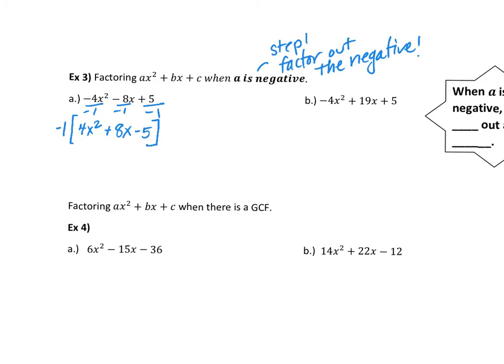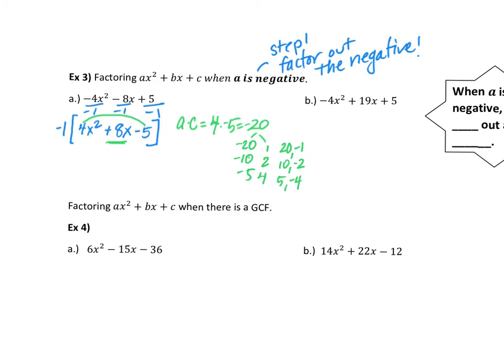So now what I want you to think about is this is now exactly like the other examples I did on the previous slide. So you're going to multiply a times c. So this gives you 4 times negative 5, which is negative 20. And what factors of negative 20 combine to give you 8? So we know we have 20 and 1, 10 and 2, 5 and 4. Now it's negative, so each time one of them would have to be negative. And then you would also have 20 and negative 1, 10 and negative 2, and 5 and negative 4.